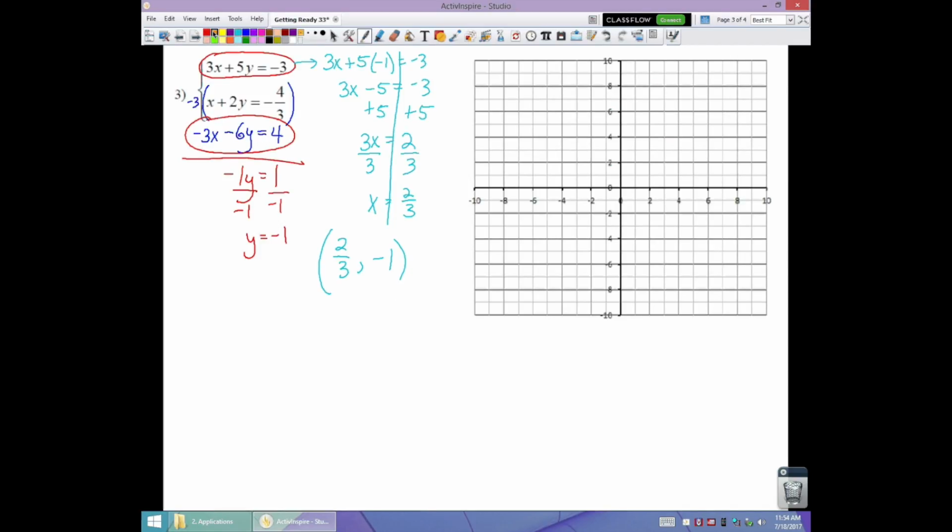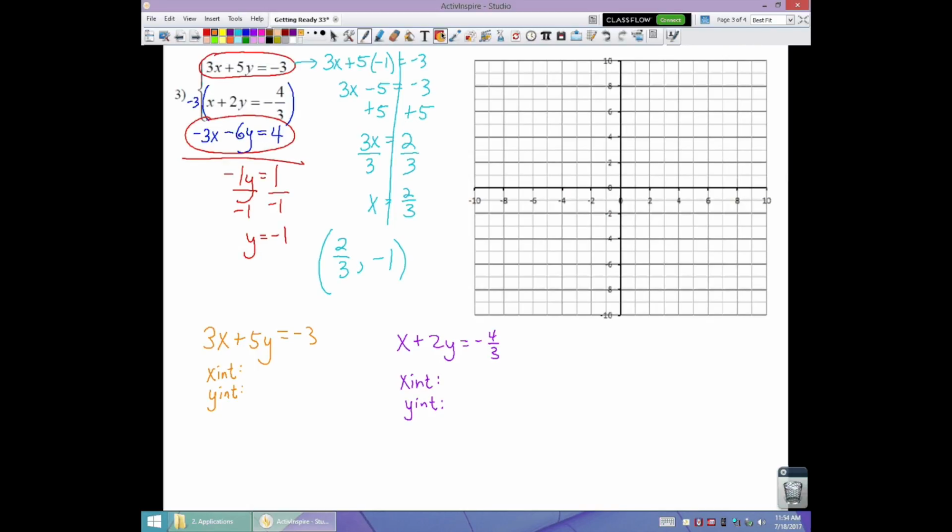So again, we need to graph the two original equations. So I will make this first one, 3x plus 5y equals negative 3, an orange equation. It is in standard form, so I will graph it by finding the intercepts. I'll make the other one purple for contrast, so x plus 2y equals negative 4/3, also standard form. So let's identify the two intercepts. So the orange guy here.